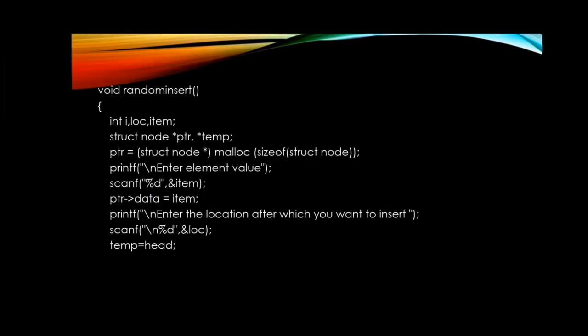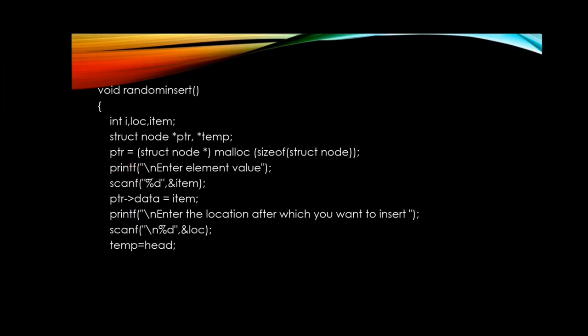And this is the function for random insert, such that insertion at a specific location. And in this, the first line defines three integer variables: location, item, and I. And the next line defines pointer nodes. One is pointer and another one is temp. After that, the next line allocates the memory to the pointer variable.